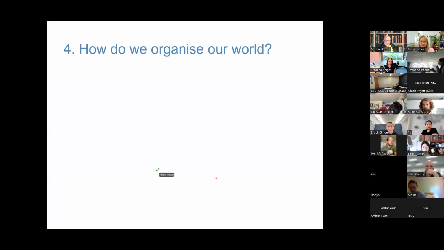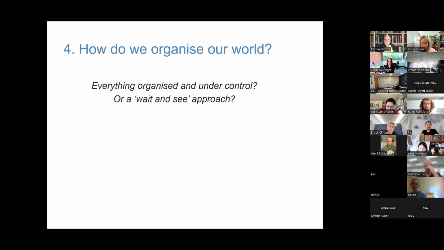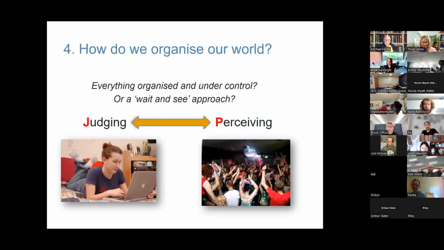I'll just clear that last one. Make sure you're noting these down. Last but not least, and listen carefully because the terminology here gets a bit weird. I'm warning you now. This is about how we organize our world. So is everything organized, in place, under control, or is it more of a wait and see approach? In this Young inventory, this personality testing, we call it judging and perceiving.